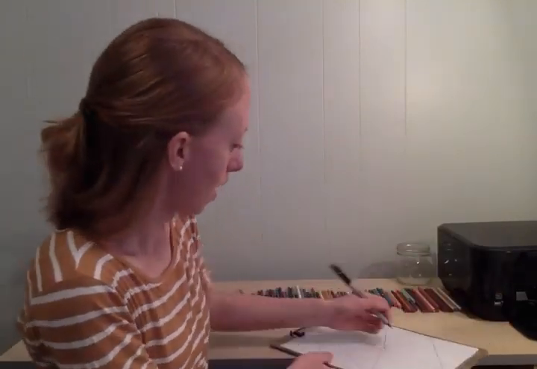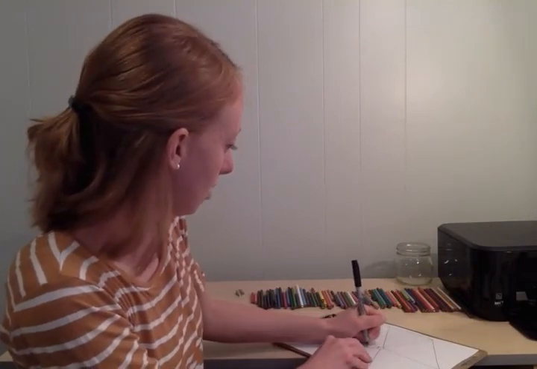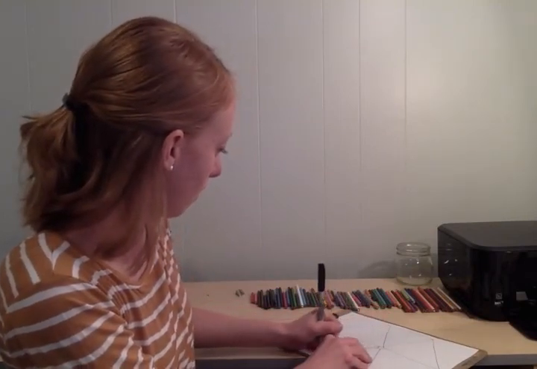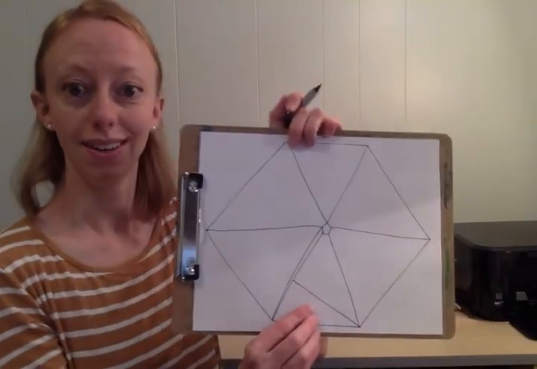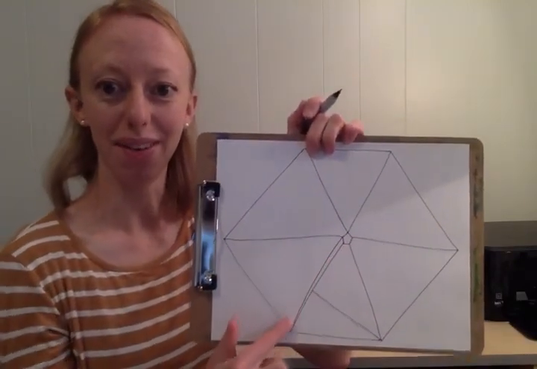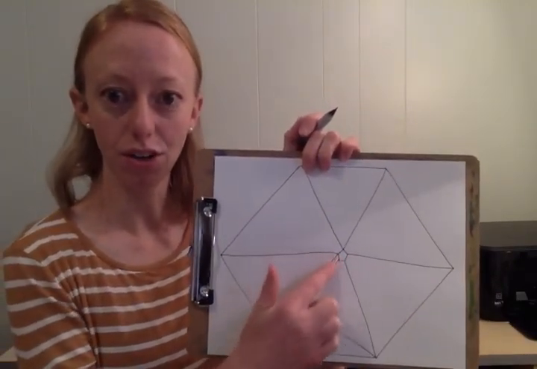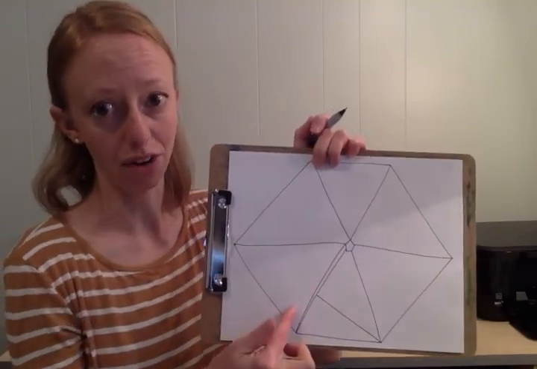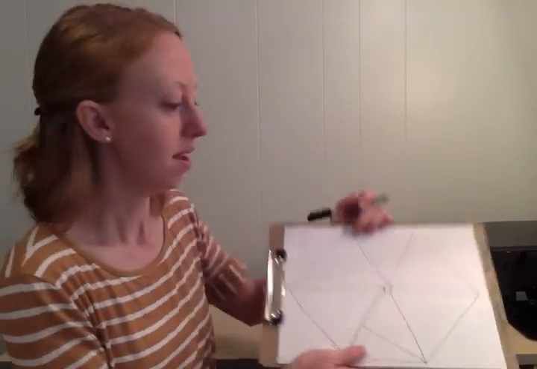You can do some skinny triangles. If you go from one point, I almost had to bend that one to make it work. 1, 2, 3 sides. It's not supposed to have curved lines. I kind of curved mine.